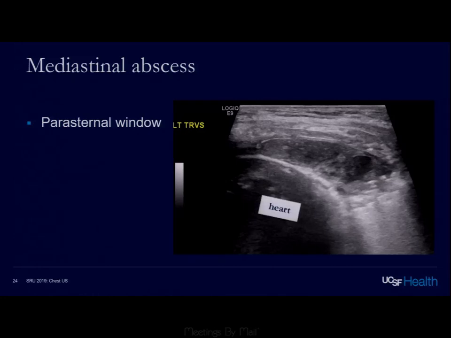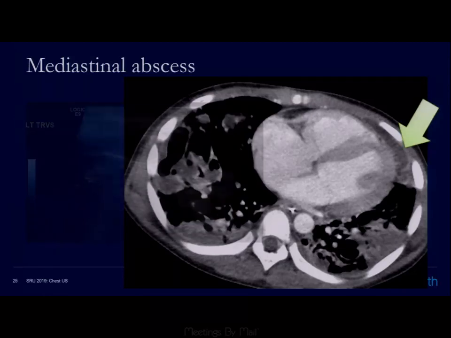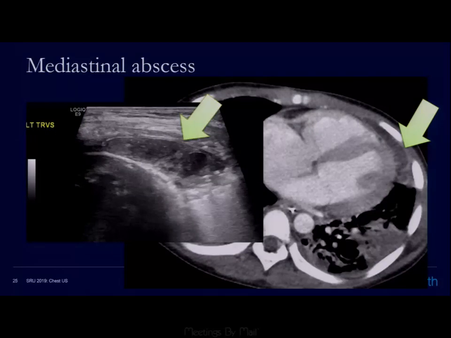So there's the heart. That's actually the left ventricle. And then adjacent to it, you can see dirty acoustic shadowing from the lung parenchyma. And on top of that is this complex hypoechoic collection. So that's the mediastinal abscess. And I'll show you the corresponding CT, showing that same exact picture: a hypodense collection right in front of the left ventricle, corresponding really nicely with our ultrasound image. So again, the ultrasound really helps identify the complex nature of the abscess here.